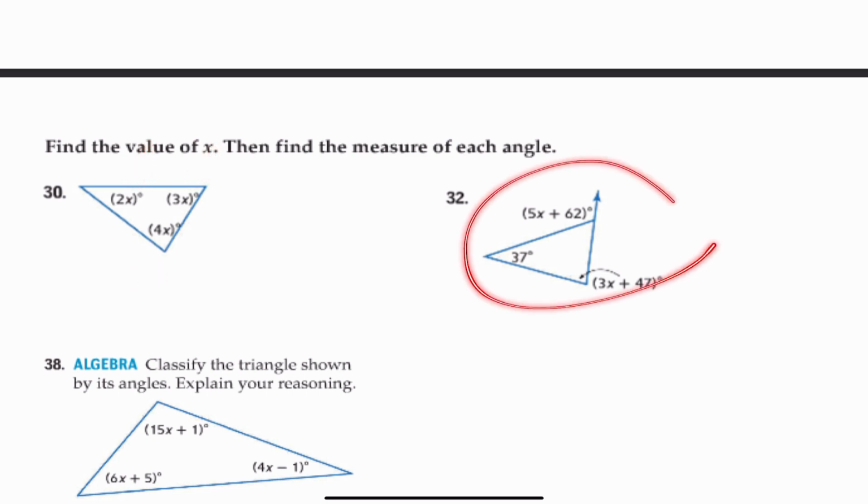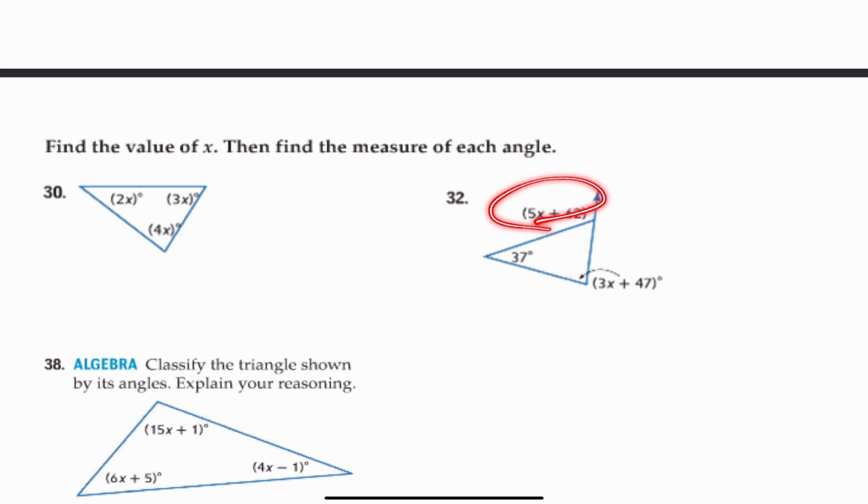And over here, that's the same idea, except you're not using the triangle sum theorem. You're using the exterior angle theorem, where this is equal to these two things combined. Plug it in once you solve for x, and then you should be fine.